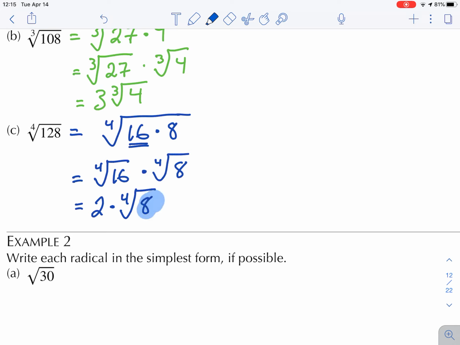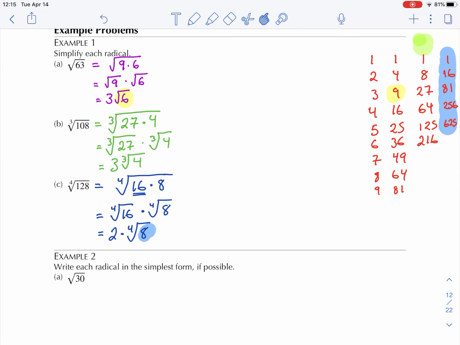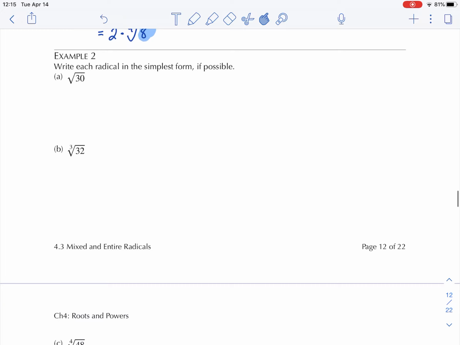Now I can check to see, can 8 be divided by any fourth root? Well, my fourth roots are 1, 16, 81, 256, and 625, so no, they cannot.